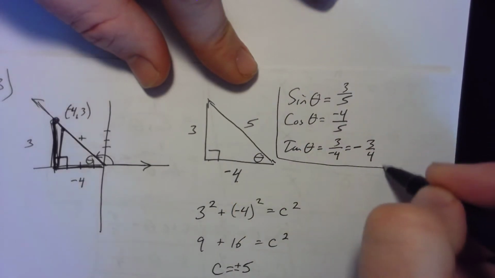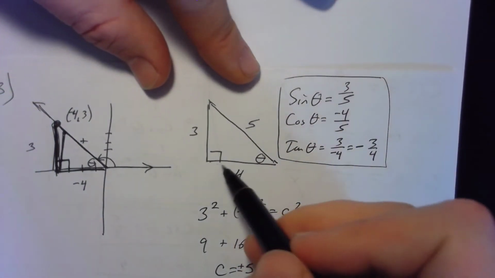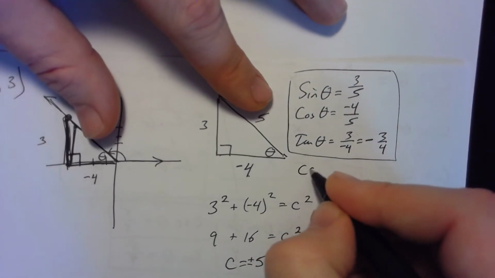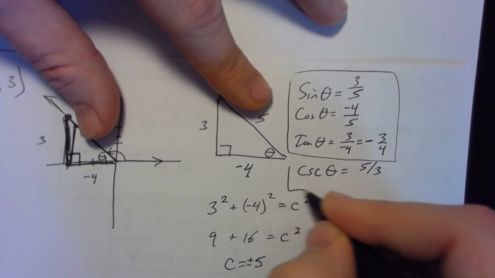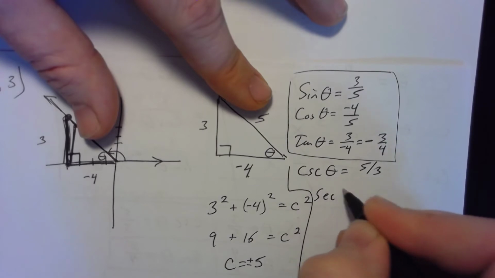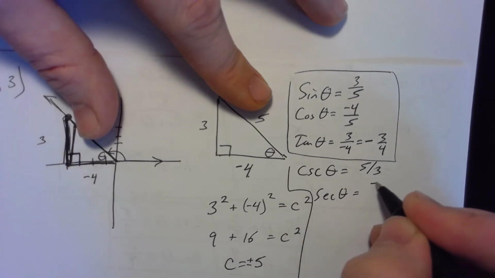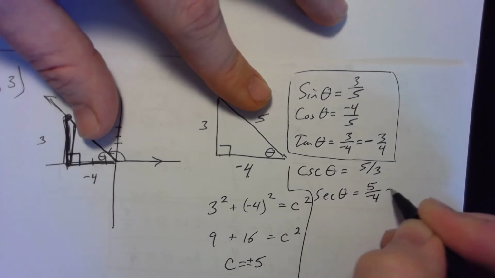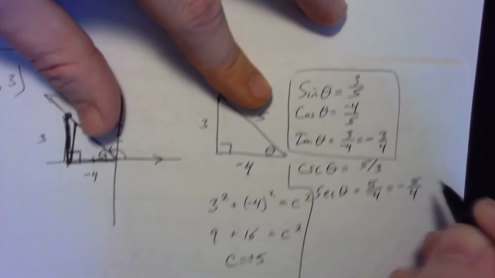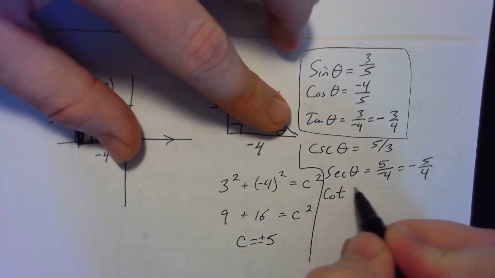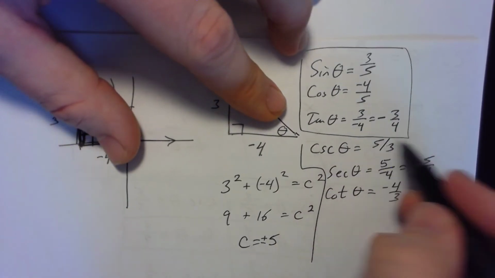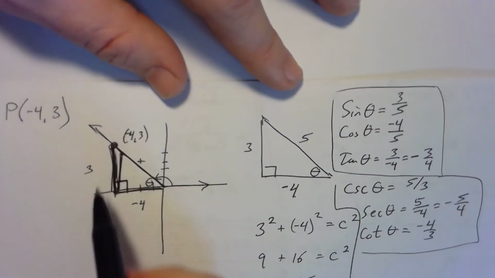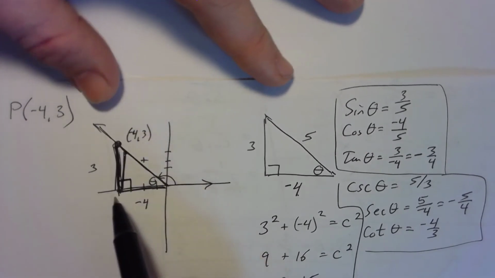So there are your first 3 trig values, and again, remember, I'm not going to go back to the triangle for these next 3. I'm going to look at cosecant of theta. Cosecant of theta is simply 5 over 3. I'm going to go ahead and look at my secant of theta. My secant of theta is 5 over -4, which again we can rewrite as a -5 over 4. And then my tangent, which is going to correlate to a cotangent, is going to simply be a -4 over 3. So there are all 6 of your trig functions based on a given point on the XY coordinate plane.